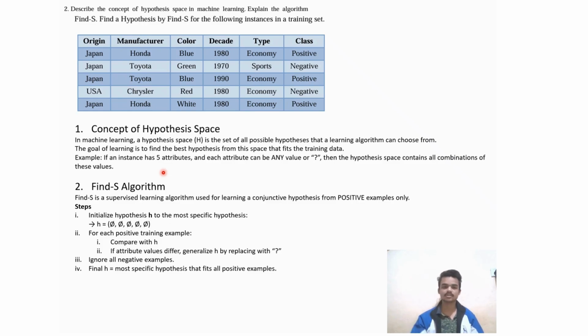So, the Find-S algorithm. Find-S is a supervised learning algorithm used for learning conjunctive hypotheses from positive examples only. The steps: initialize hypothesis H to the most specific hypothesis, H is ϕϕϕϕϕ. For each positive training example, compare with H; if attribute values differ, generalize by replacing with question mark. Ignore all negative examples. Final H is equal to the most specific hypothesis that fits all positive examples.